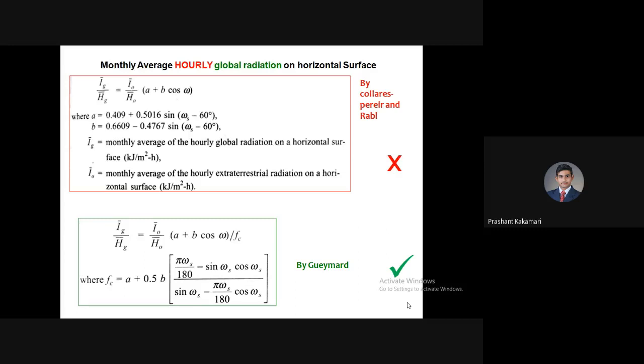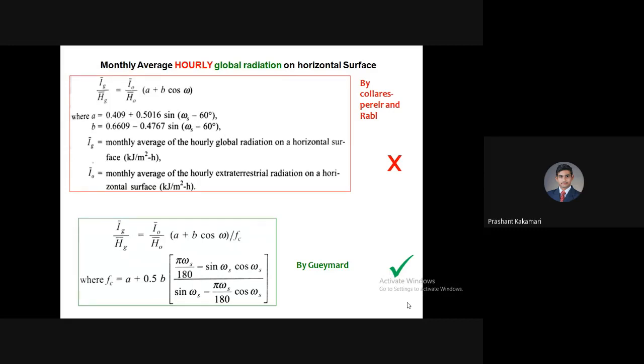So this Gaimard equation, what he introduced with a constant value fc, one can find out more accurately. I'm not telling he cannot find out or value is wrong. Value is near, that you can tell. So one can find out very nearly values with all these radiations, maybe hourly basis or maybe daily basis, one can find out the very accurate values.